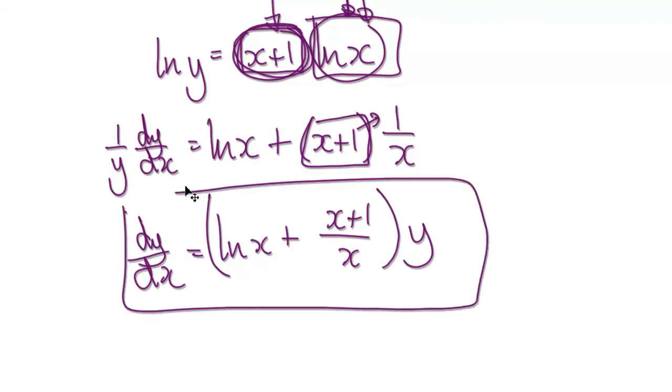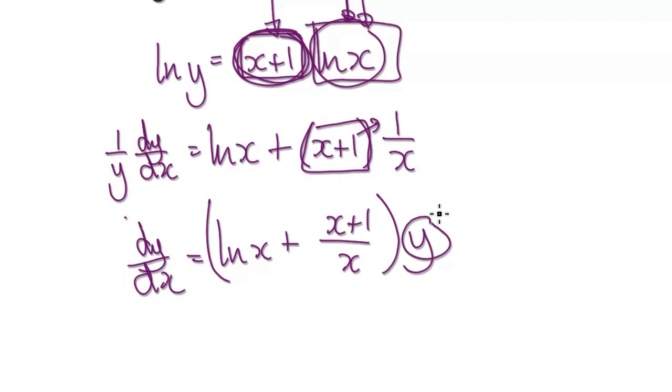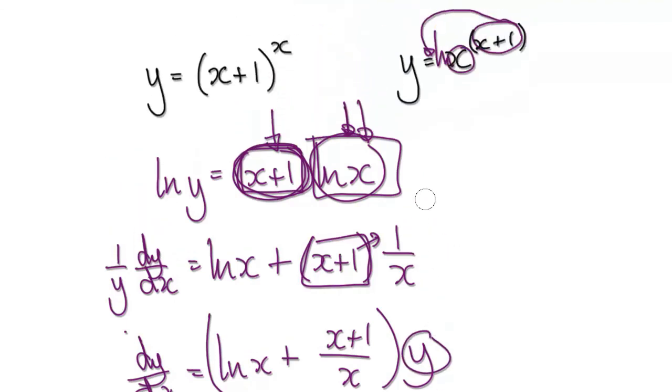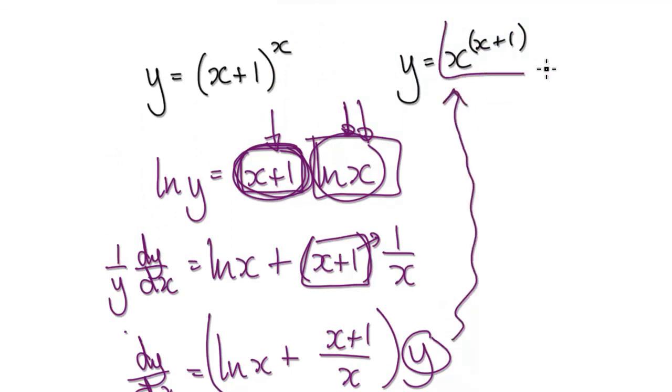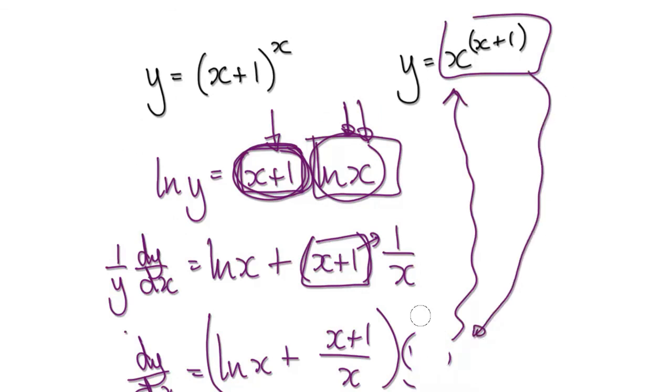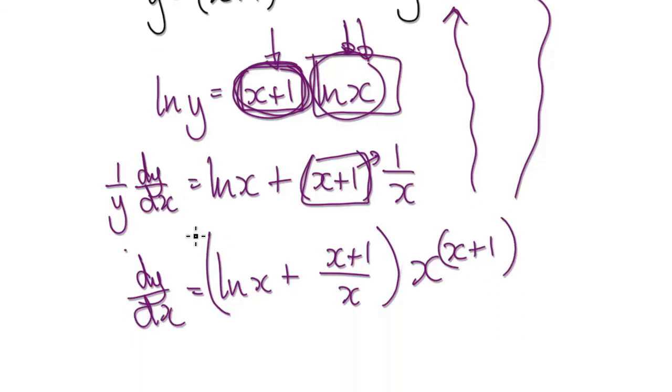Again, if you don't want the answer in terms of y, you can always go back to here. y is this thing here. So you can put this back into here. So if you want to, the answer could be this, x to the power of (x plus 1). There. This is our final answer. Okay.